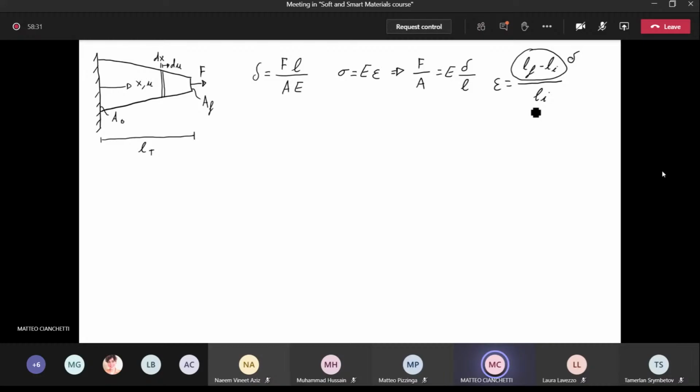Then, for your knowledge, there is also another parameter that we are not going to use, the stretch, which is very much used when you are dealing with hyperelastic materials. That is L final on L initial. But again, we are not going to use it, so it's just for your knowledge. Let's remain with delta and epsilon, strain and deflection. So now we know where this equation comes from.